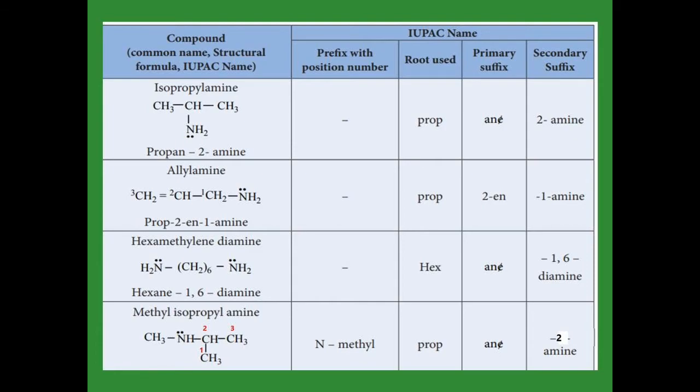The next one is allylamine. Common name is allylamine. The first carbon contains the amine, and in the second carbon a double bond is there. 3 carbon means prop, so double bond in the second carbon, 2 ene, and first carbon containing amine, so 1 amine. So the name is prop 2 ene 1 amine.